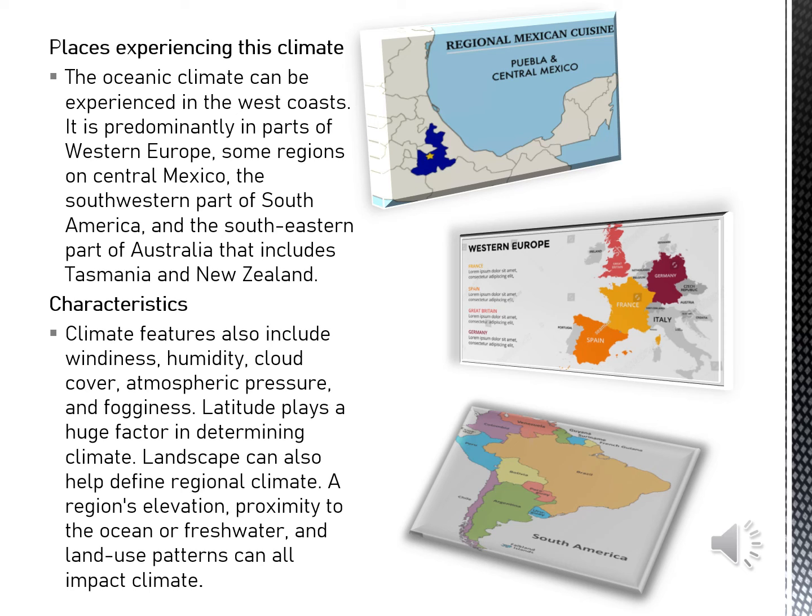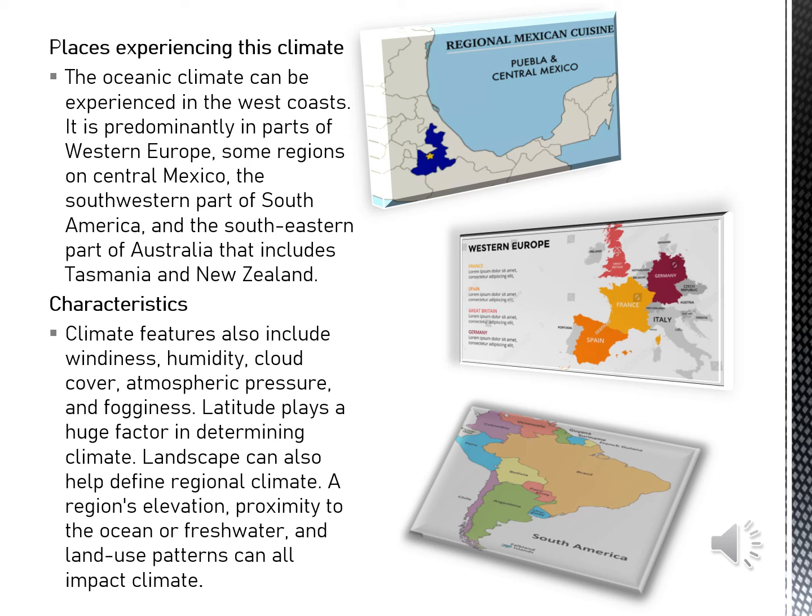Places experiencing this climate. The oceanic climate can be experienced in the west coast. It is predominantly in parts of Western Europe, some regions in central Mexico, the southwestern part of South America, and the southeastern part of Australia that includes Tasmania and New Zealand.